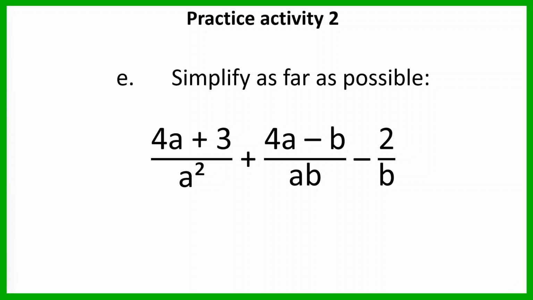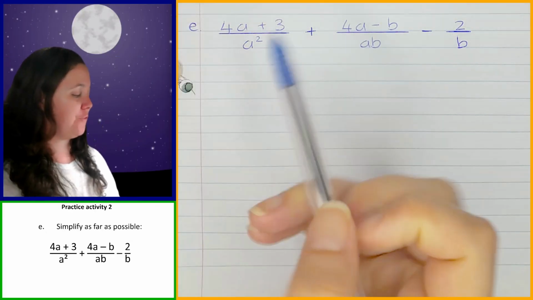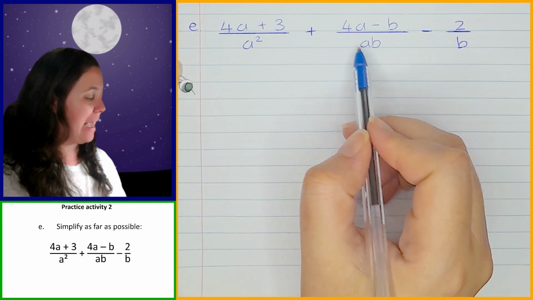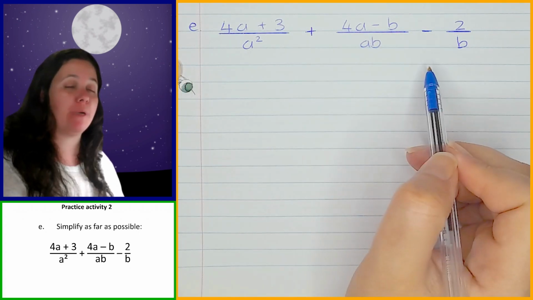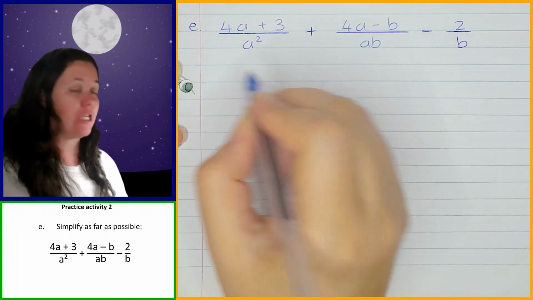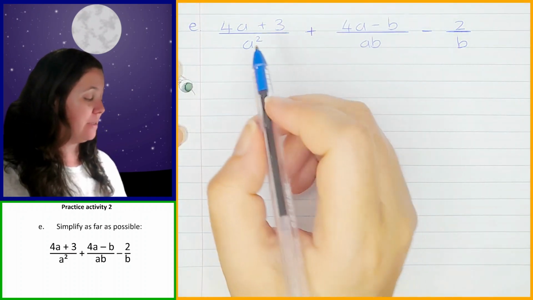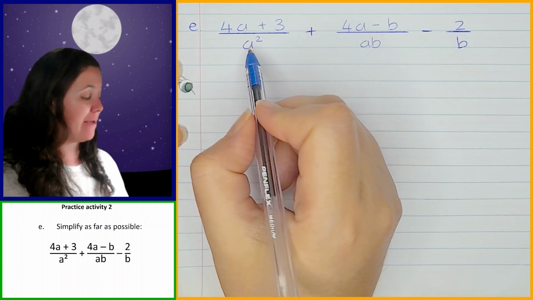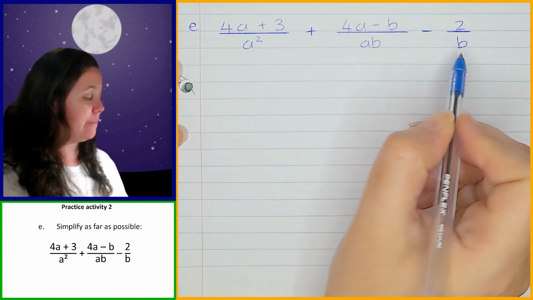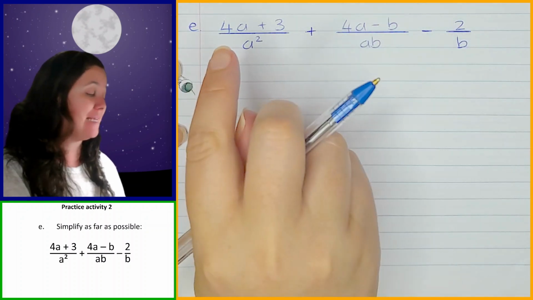Okay, so let's go through that question. So first I've got a squared, ab, and b in the denominator. So I need to find my LCD. So I don't have any numbers to worry about, so my LCD isn't going to have any numbers in it. It's just 1. But I've got a squared, a, b, and b. I've got 2 variables. I've got a's and I've got b's.